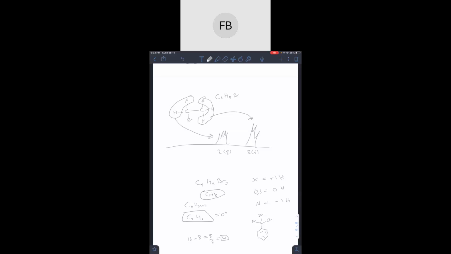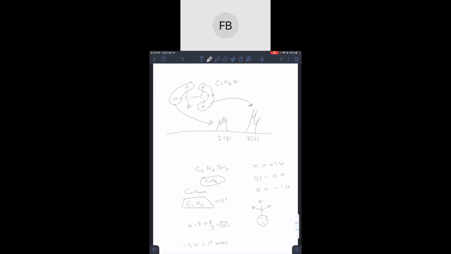Let's go on to a little bit more of a complicated one. I'm on page 8 right now. So for this one, he gives you your formula to start off with. He says C11H24.